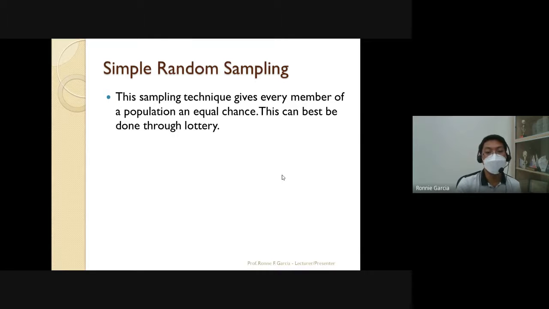First is simple random sampling. This is a sampling technique that gives every member of the population an equal chance. So kung gusto ni mong fairness, daghan kaayo imuhang unit of interest, population is daghan kaayo, pero gusto ni mo, gamay lang ang pilion, pero fair siya, nga everyone will have the chance, simple random sampling imong gamiton. This is actually the pinaka-common. And this can be best done through lottery.